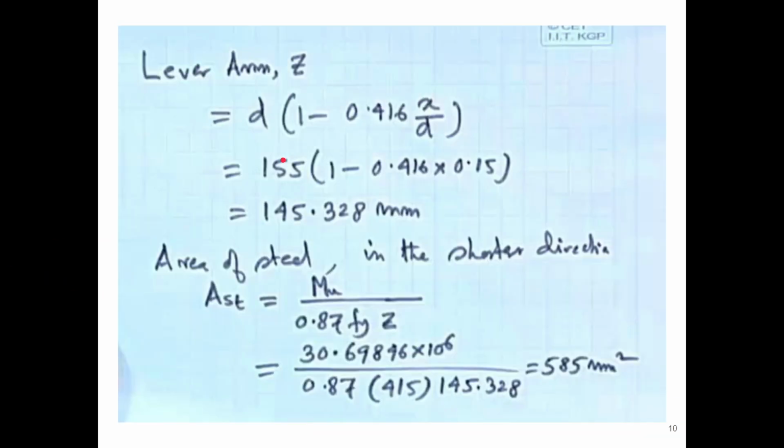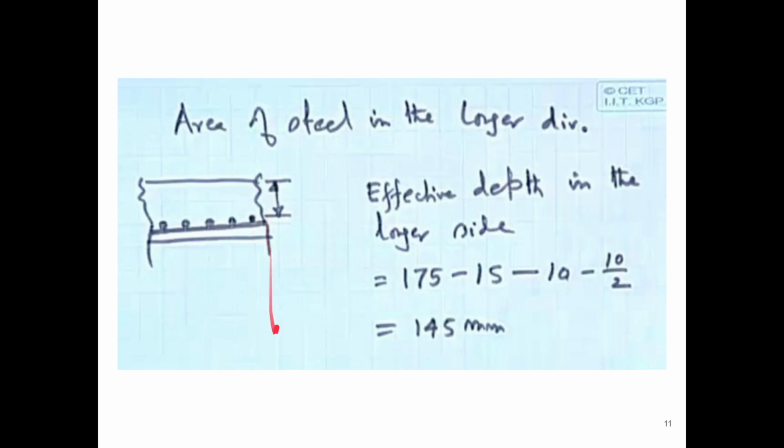Now let us see the area of steel in the longitudinal direction, or the longer direction. So this is the 585 square, the line, and this is in the longer direction, the dots, which we will be calculating now. So area of steel in the longer direction.